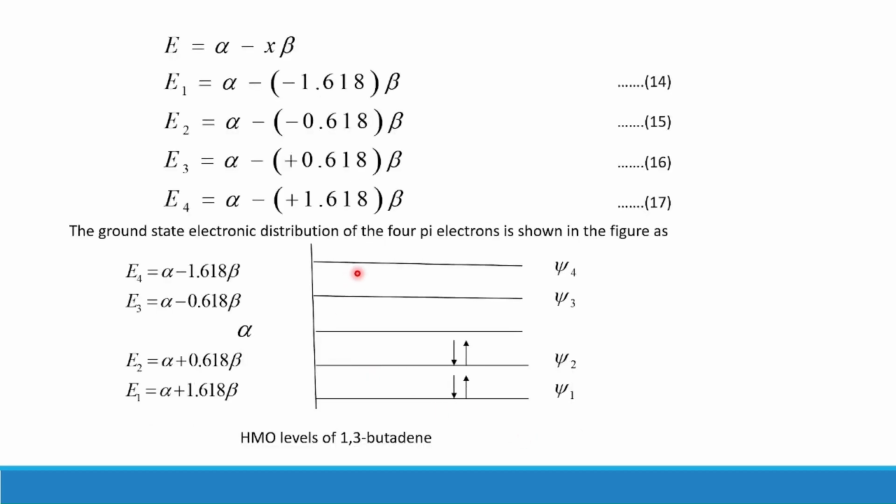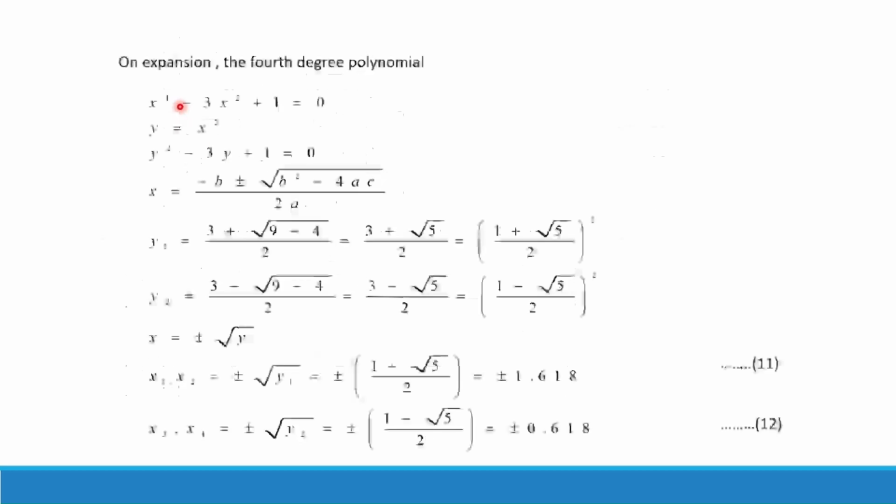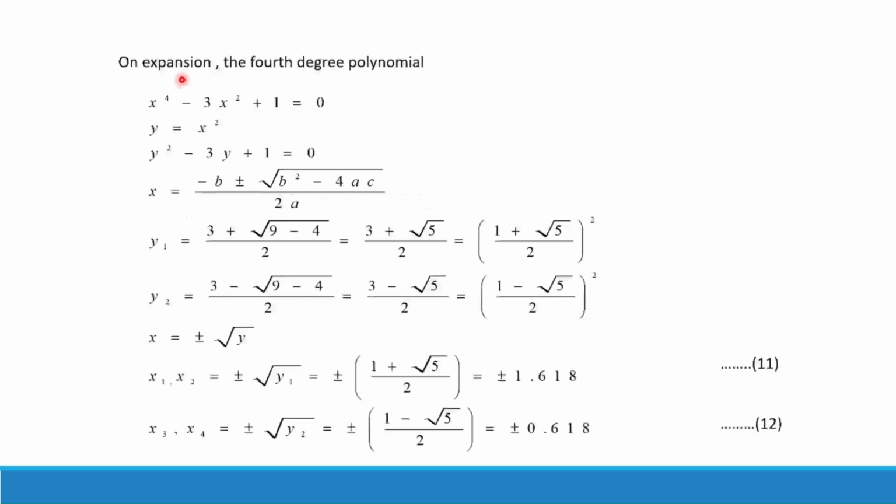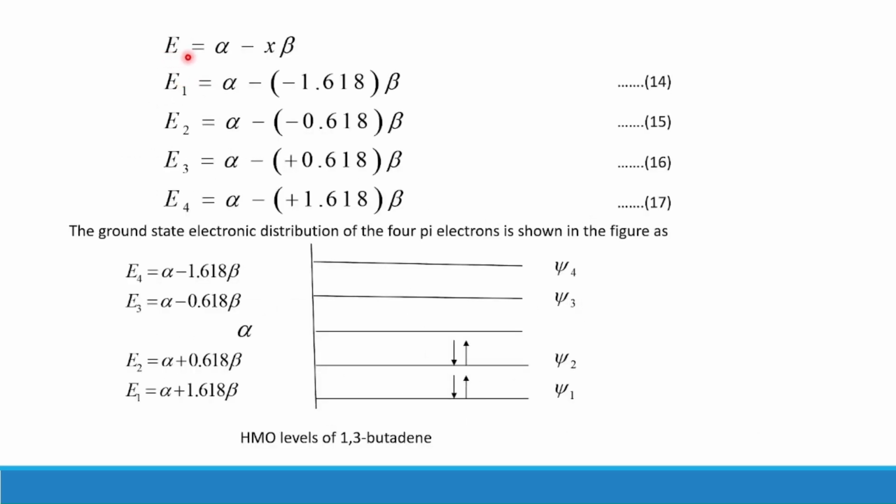Now we know the formula which we have already given, that is (alpha minus E)/beta is equal to x, so we can determine the value of E from here. So we get E equals alpha minus x into beta. So we will put the value of x one by one. As you have seen, we have already obtained the values of x as minus 1.618, plus 1.618, minus 0.618, and plus 0.618.